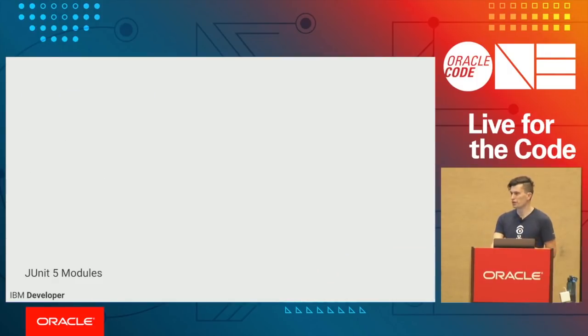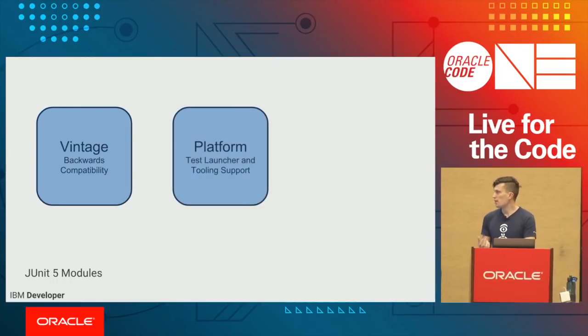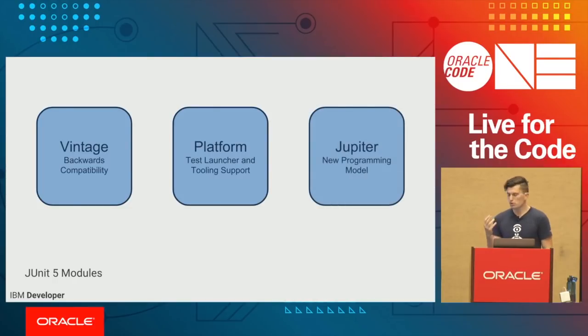So what do I mean by modularity? This isn't going to apply too much, but it's good to know when you see stuff being brought in, or when people are talking about it. There are three major modules to JUnit 5. Vintage covers the backwards compatibility I just mentioned. The platform is for test launcher and tooling support. And finally, what we're really going to be talking about during this presentation is Jupiter. If you're wondering why it's called Jupiter, well, Jupiter is the fifth planet from the sun, and it also just so happens to begin with JU. Generally, that's what we're going to be talking about with JUnit 5. That's the new programming model.